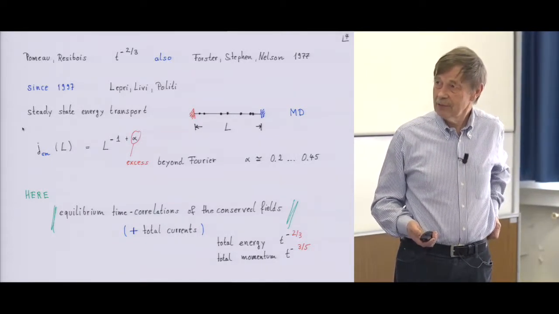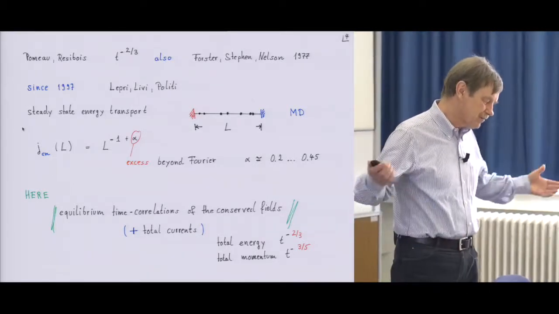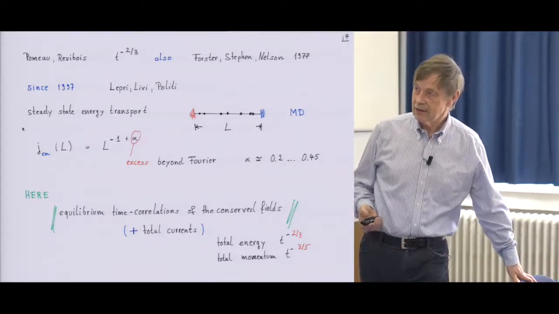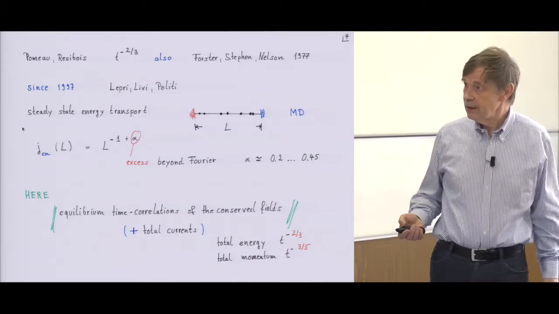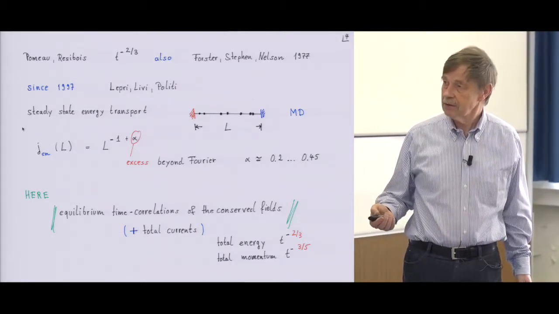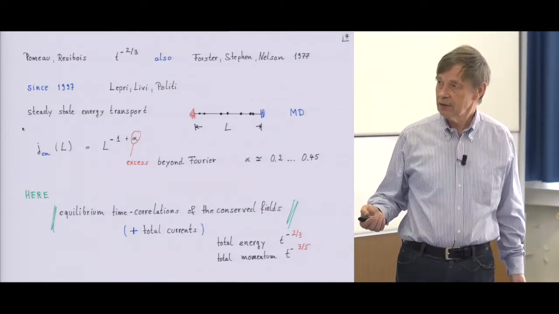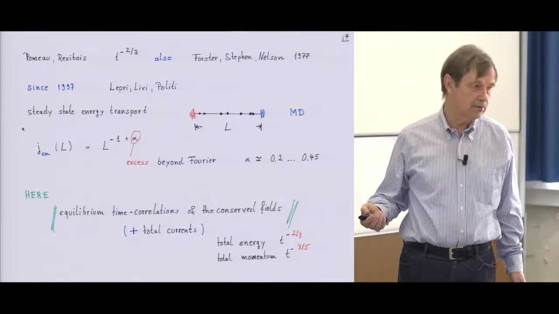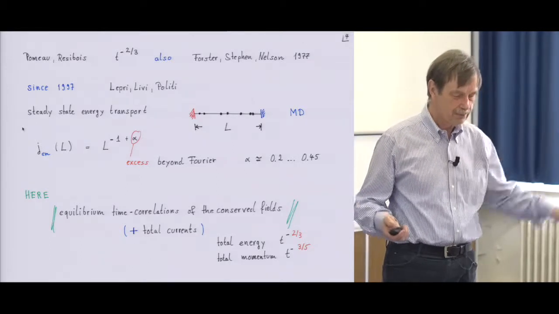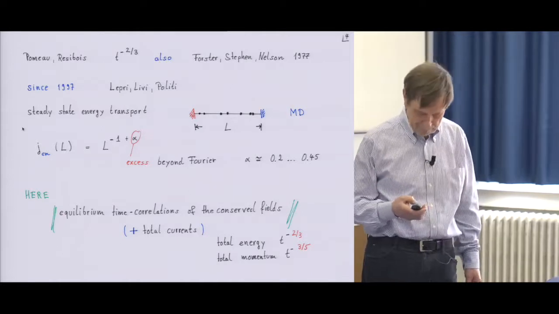So here I emphasize again what I'm planning to do. I look at the equilibrium correlations of those quantities which presumably have the slowest variation in time and space. These are the conserved fields and their currents. As I said already, for the total energy, we will find that the total energy current correlation will decay like t to the minus 2/3. But if you look at the total momentum, it will go like t to the minus 3/5. The 3/5 is something which the long-time tail people simply did not observe at all.